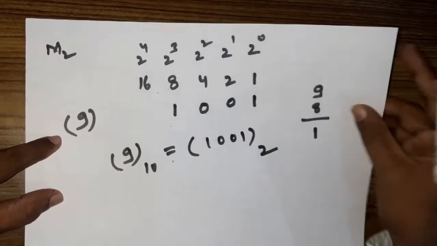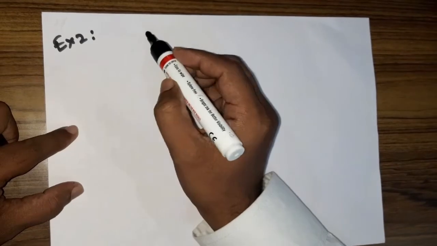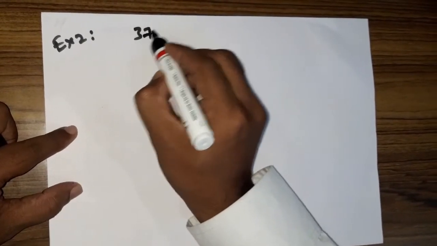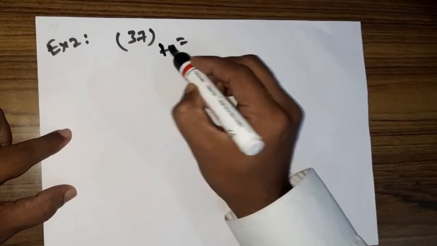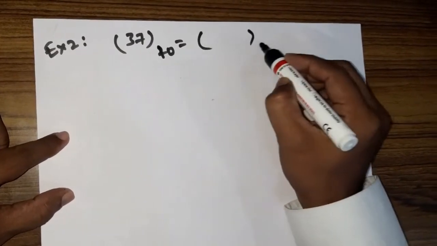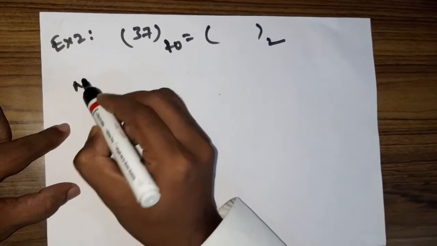Next example I am taking, example 2. This time I am taking 37, and this is a decimal number we want to convert to binary. Same procedure, two methods we can follow. Method 1.